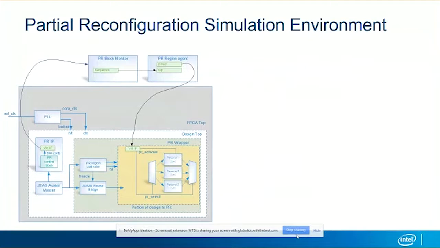Now, that's part of the solution. The other part of the solution is the software design tools, so the Quartus software. The Quartus Prime Pro software also generates the technology map simulation netlist for each of the personas that are in the design. So each of the personas that will target the PR region. And we'll talk about these in a little bit more detail on the next slides.